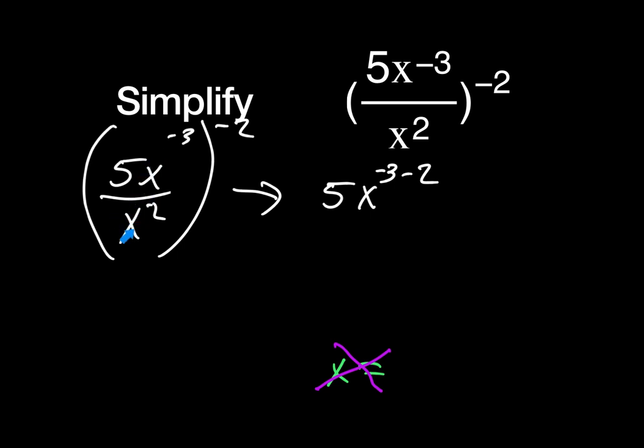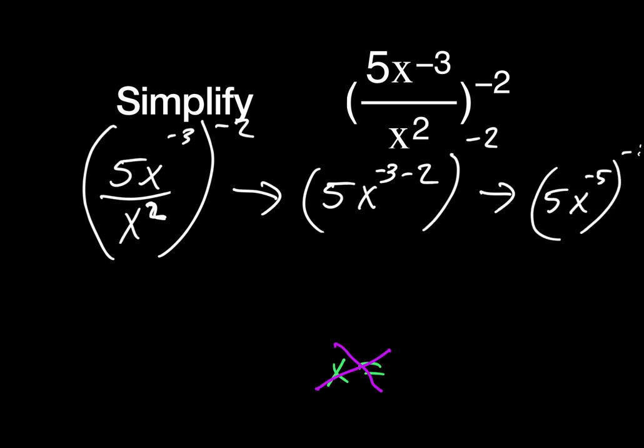I'm multiplying and dividing. So that's why I can combine these two. And when I divide by same bases, I subtract exponents. Negative 3 minus 2. And then the whole thing is still to the negative 2. So I'm going to combine inside. I'm going to have 5x to the negative 5. All to the negative 2.